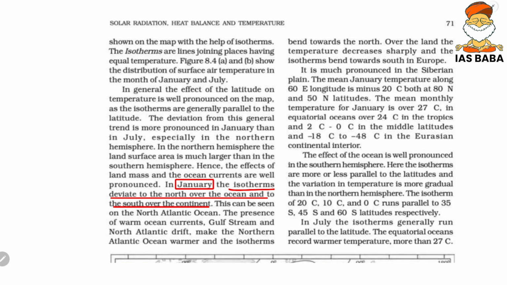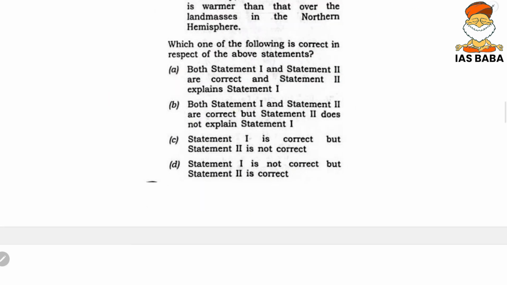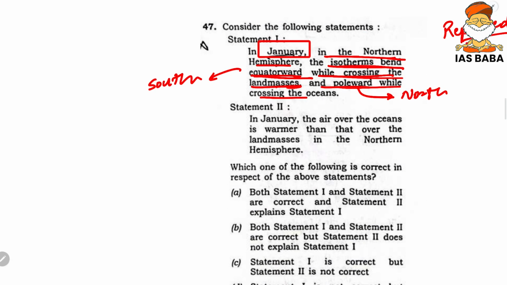And if I am reading this statement, what does it say? In January in the northern hemisphere, the isotherms bend equatorwards while crossing the landmass, and towards the pole, meaning towards the north, while crossing the ocean, and equatorwards, I would say, is towards the south. So isotherms bend towards the south while crossing the landmass, and bend northwards while crossing the ocean. This is what is given over here: the isotherms deviate towards the north over the ocean and towards the south over the continent. So this statement is correct. In that context, this statement is also correct.